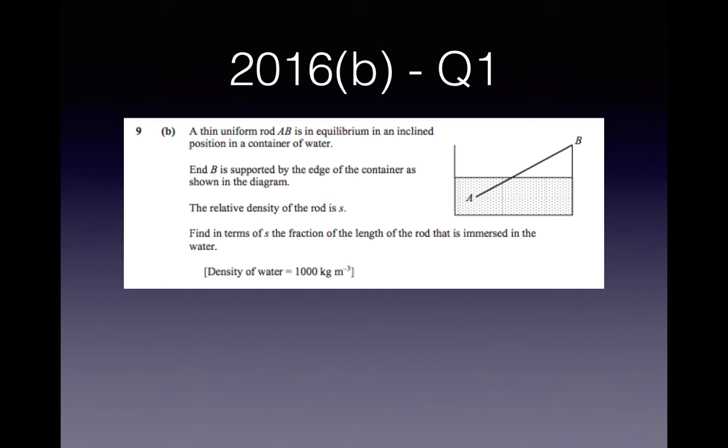So what we're looking for is the length between A and C, that point where the rod just touches the water. And when we're looking for the fraction of the length immersed, we're looking for that length, the length AC, divided by the total length AB.